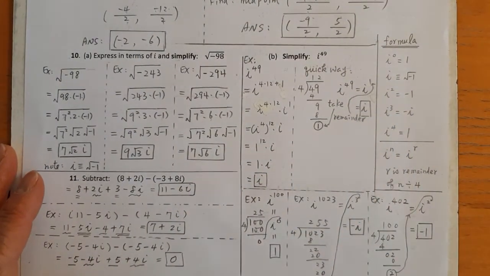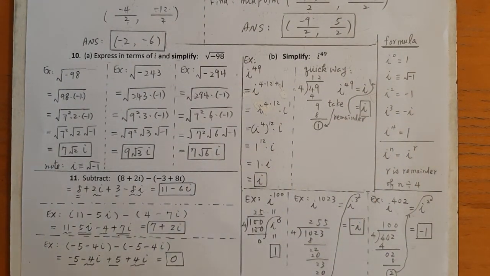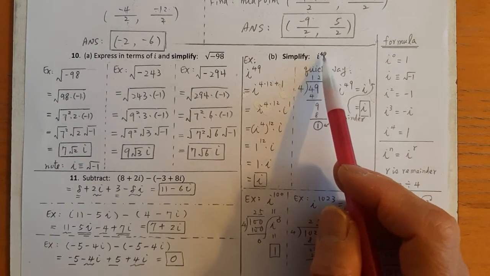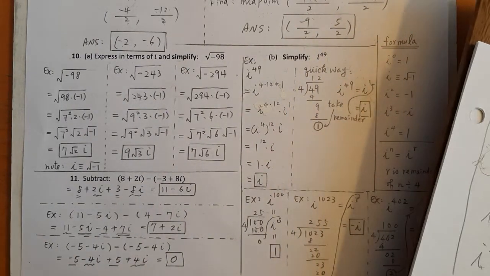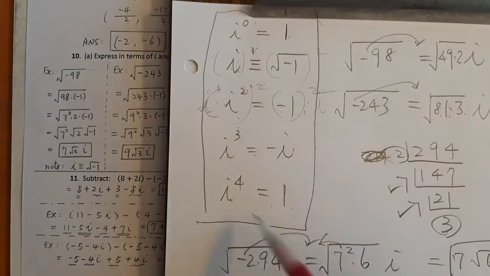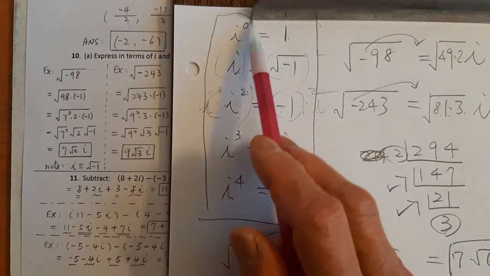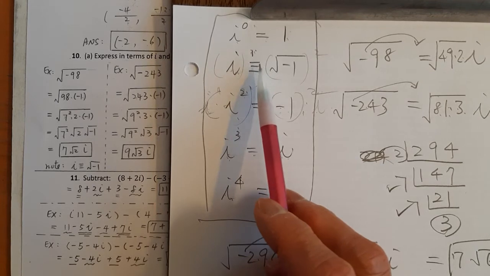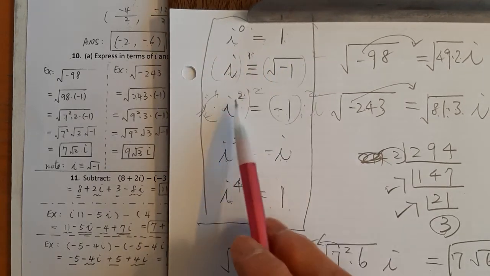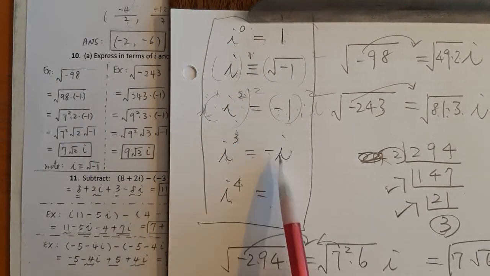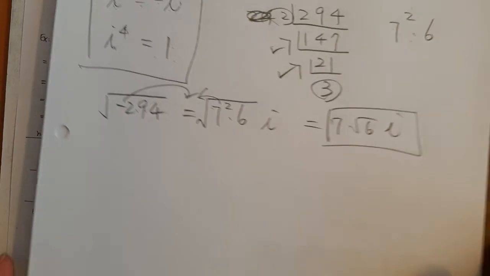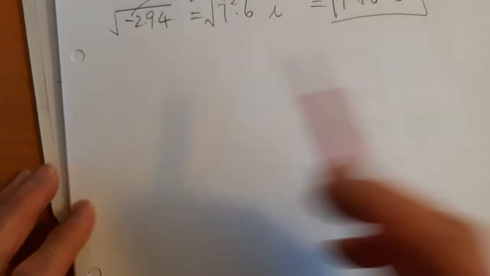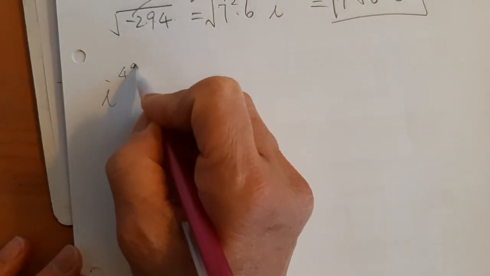And the next one, we will learn i to the power 49. So we are going to use those formulas: i to the power 0 equals 1, i is just i, i squared equals negative 1, i cubed equals negative i, i to the power 4 equals 1. To do i to the power 49.